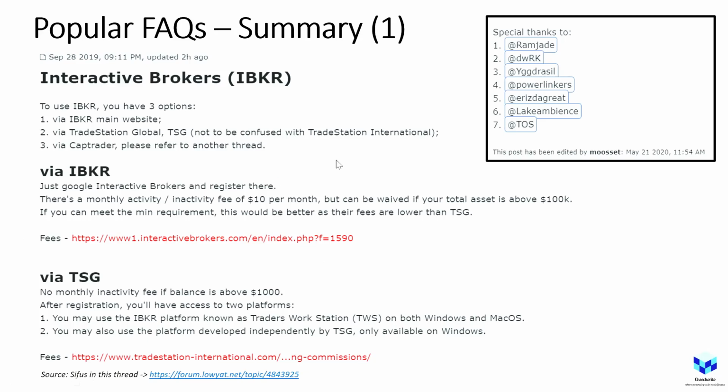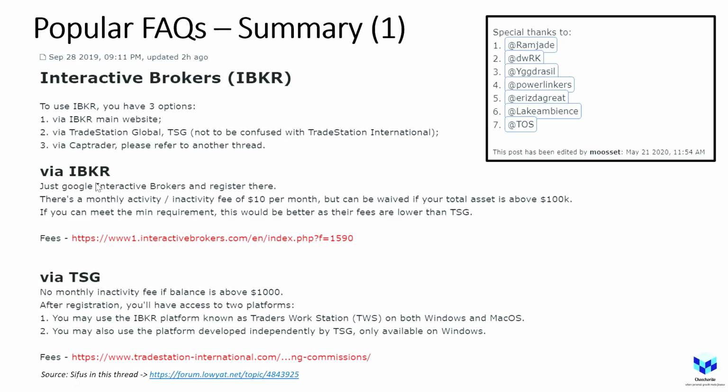So what the summary is trying to say here, which is compiled by Muset, is that you can open your IBKR account via three different ways. So you got the pure IBKR account, you got the TradeStation Global, TSG, which is the one I've run through in this video, or CapTrader. CapTrader is another solution that someone has found out, but you can go and do your own research. But someone in this IBKR thread said that TradeStation Global rates are much better than the CapTrader rates. So it's really up to you.